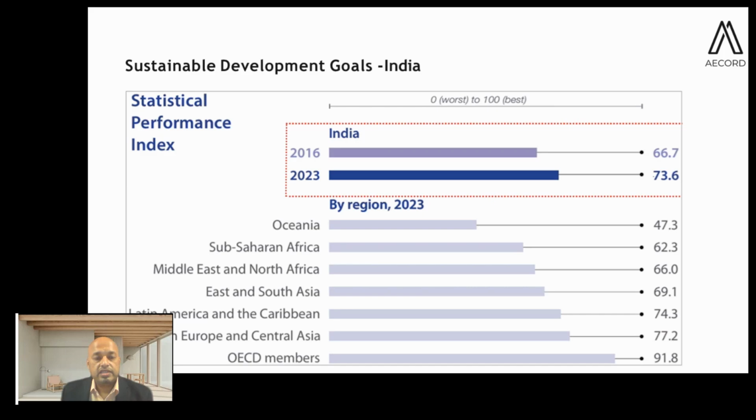So today, where we stand on the sustainable development goals in India: in 2016, we were at 66.7 in the rating out of 100, and in 2023 we are at 73.6. This is something which we can be proud of, seeing the green building revolution in India. Not only in buildings but in many other fields of infrastructure and technology, we have been able to adapt sustainability, and hopefully soon we will reach the 100 mark. But yeah, today's situation is we are doing good on the sustainable development goal front.